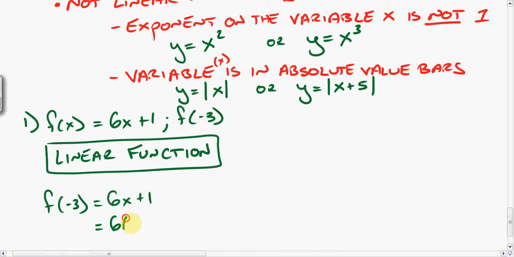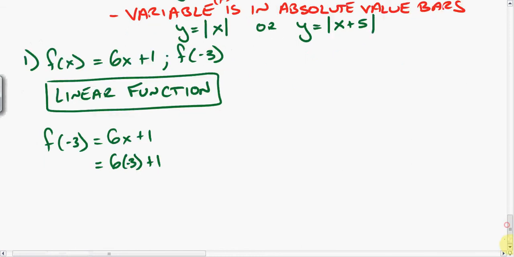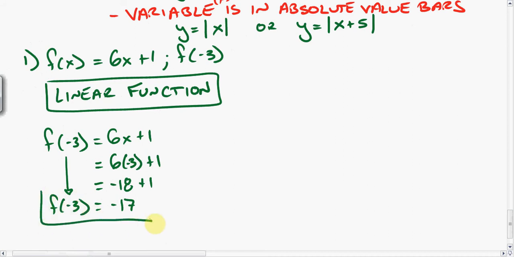So I'm going to evaluate this, plugging in my negative 3. 6 times negative 3 is going to give me negative 18. Plus 1, negative 18 plus 1 is negative 17. So I'm going to drop down my f of negative 3, and we can see f of negative 3 is equal to negative 17. Which means when x is negative 3, y equals negative 17. It's pretty much synonymous. Let's look at a second problem.